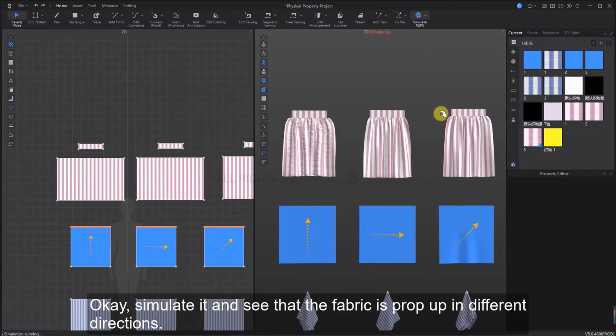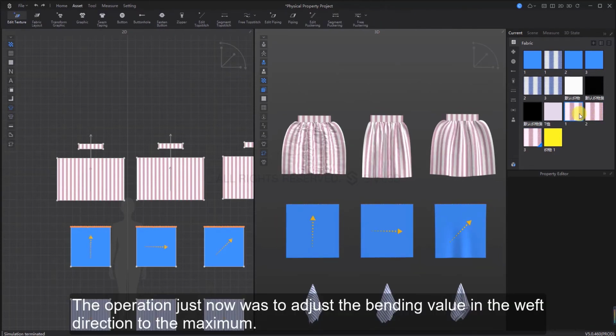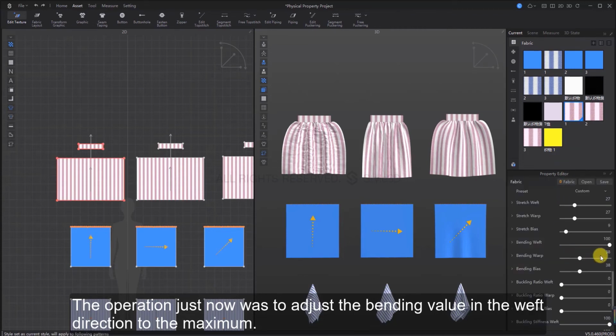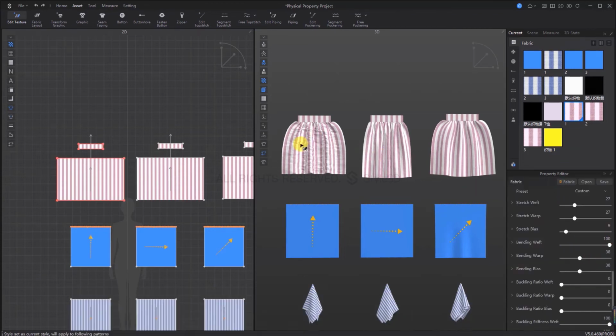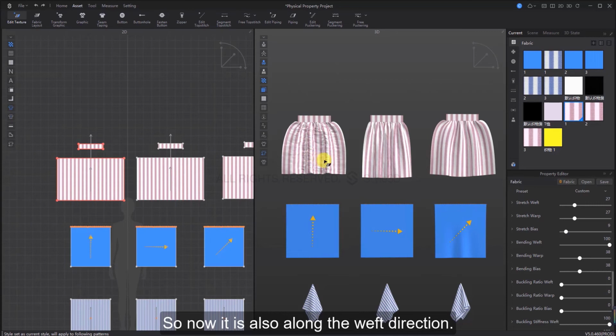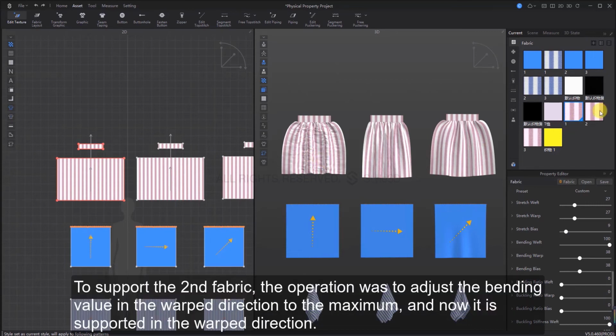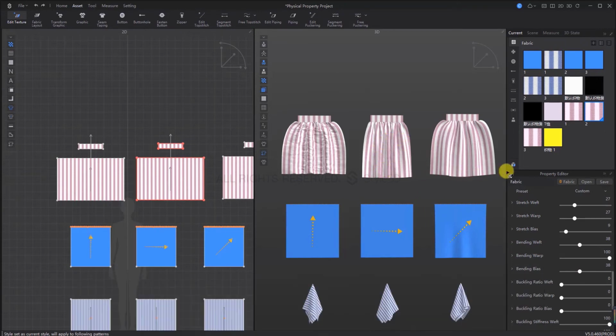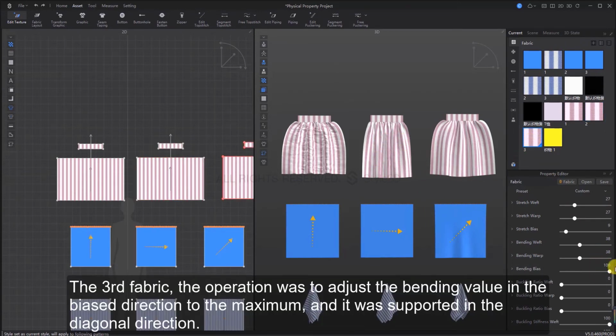Simulate it and see that the fabric is propped up in different directions. The operation just now was to adjust the bending value in the weft direction to the maximum, so now it is also along the weft direction to support. The second fabric, the operation was to adjust the bending value in the warp direction to the maximum, and now it is supported in the warp direction. The third fabric, the operation was to adjust the bending value in the bias direction to the maximum, and it was supported in the diagonal direction.